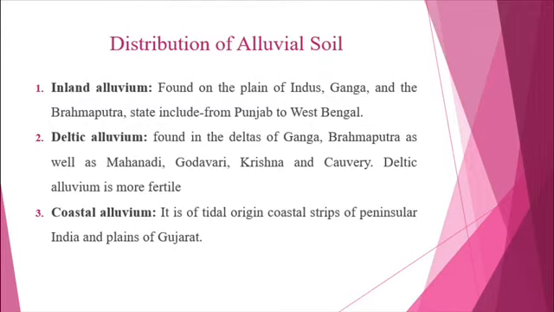When we talk about all these inland, deltic and coastal alluvium, deltic alluvium is more fertile, as rivers, tributaries and distributaries, all the load is deposited here with fine particles. That is the reason that deltic alluvium is more fertile than coastal or inland alluvium.